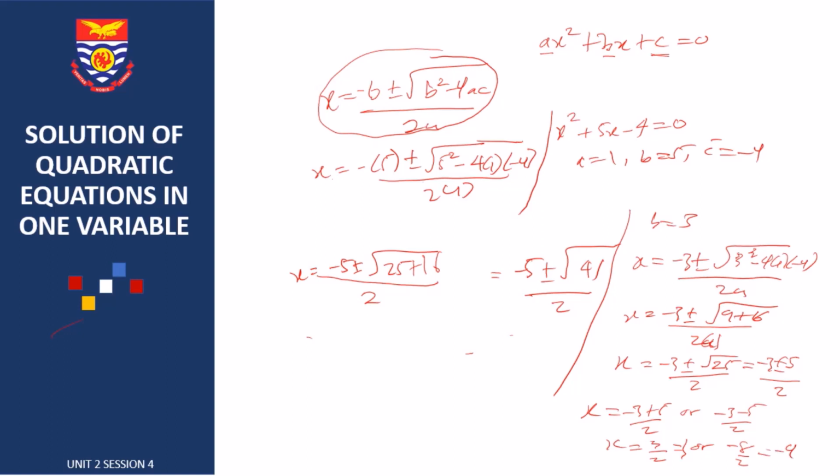Now on this other side, when I change the b to 5, it's only the calculator that can help us get the square root of 41. So here it will be minus 5 plus the square root of 41 over 2, or minus 5 minus the square root of 41 over 2. Your calculator can help you find the answer.